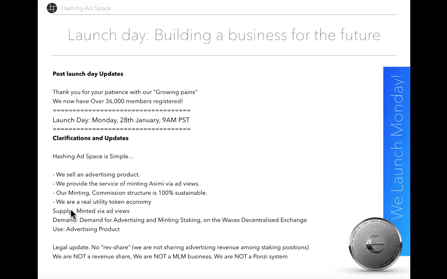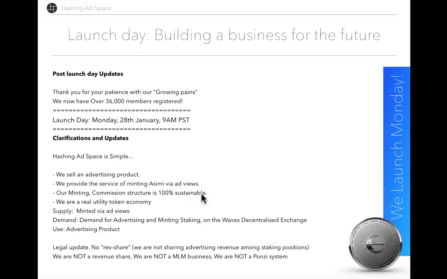We have a true supply of the minting via ad views. We have true demand for the advertising and the minting on Hashin ad space, and we also have this advertising product that I know is very valuable. That creates a total economy, and everything within that economy is 100% sustainable.